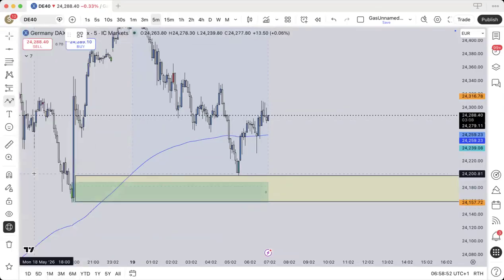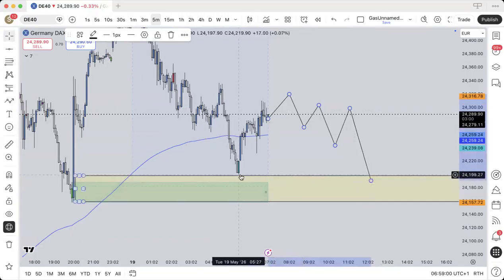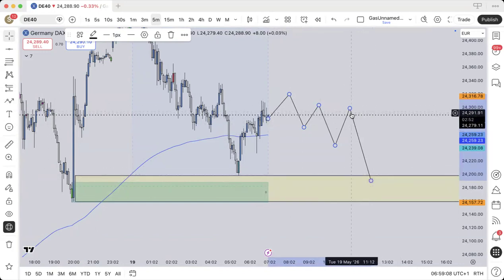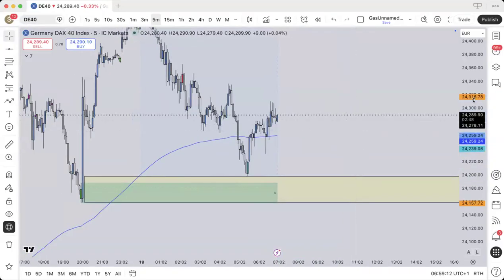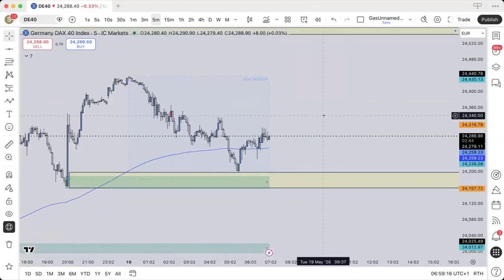Let's go on to the path. Sweep this area right here. Okay, an imbalance over here. And then we'd come back up and take out that last imbalance that pushed down to it. That's the actual rules for GOAT, but obviously with DAX, I do trade it a little bit differently.